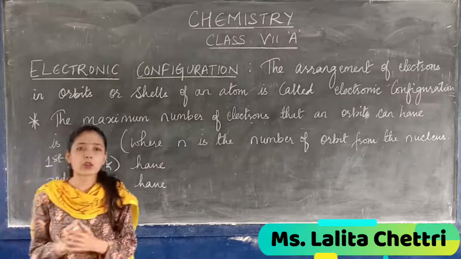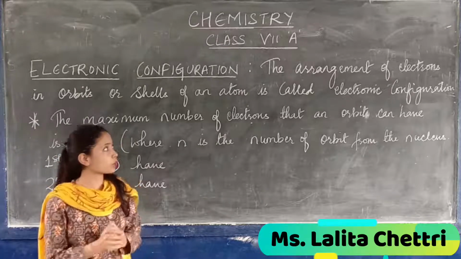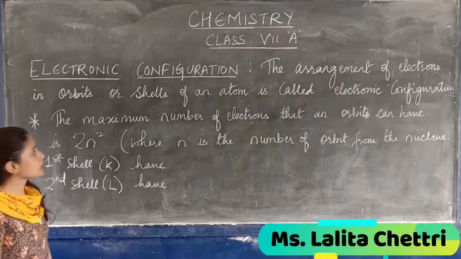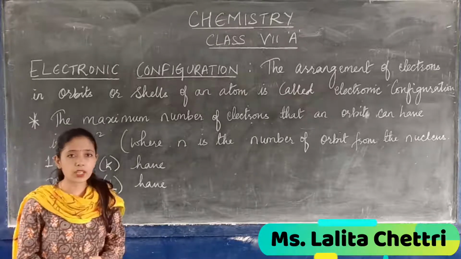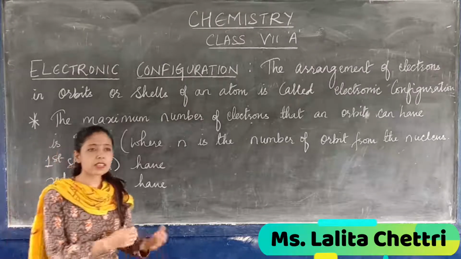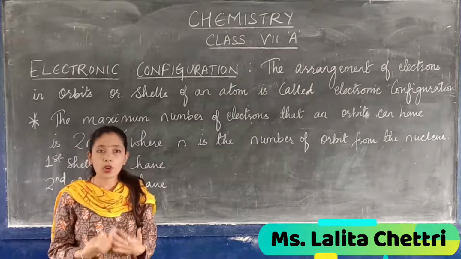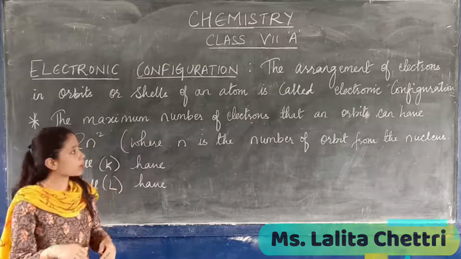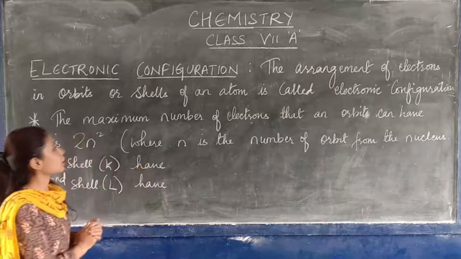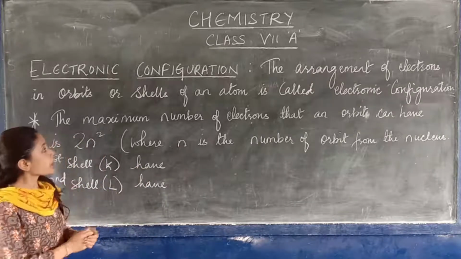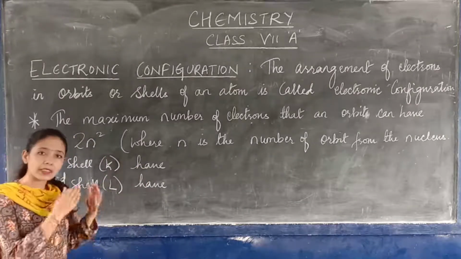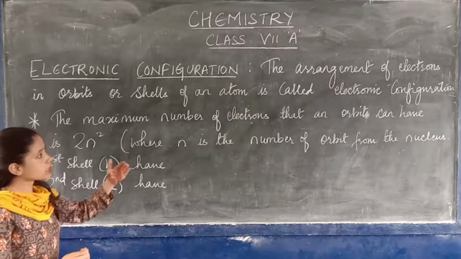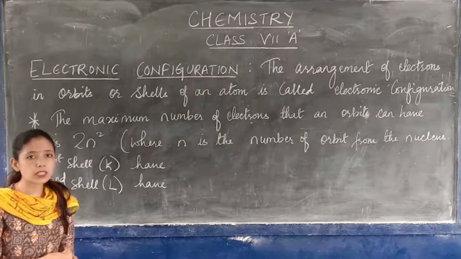So what is an electronic configuration? First of all, you should know that the arrangement of electrons in orbits or cells of an atom is called electronic configuration. In the previous class, I already taught you what orbits or cells are. The imaginary path where the electrons move around the nucleus is called a cell or orbit. So the arrangement of electrons in those cells or orbits is called electronic configuration.